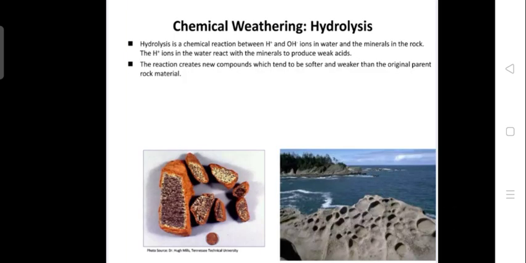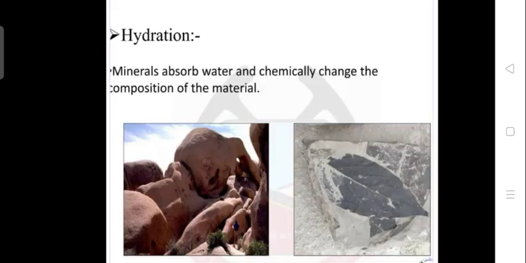Next is hydrolysis. It is the action of H plus and OH minus ions in the water. These ions may start to react with the minerals in the rock, which produces a weak acid. This weak acid helps the rock to break down, slowly changing its chemical composition. That is, it weakens our rock.